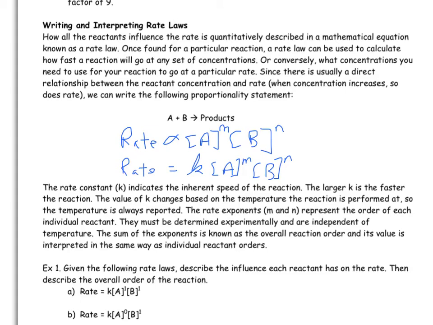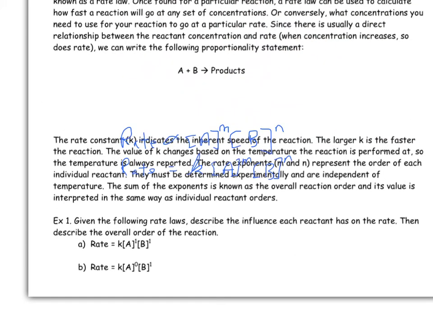Here are some examples. Given the following rate laws, describe the influence each reactant has on the rate, and then describe the overall order of the reaction. So for example A, reactant A has the exponent 1. That means it's a first order reactant. Means that we'll have a proportional increase. If I double the concentration of A, the rate will also double. The same is true for reactant B. It has an exponent 1, so it's also first order.